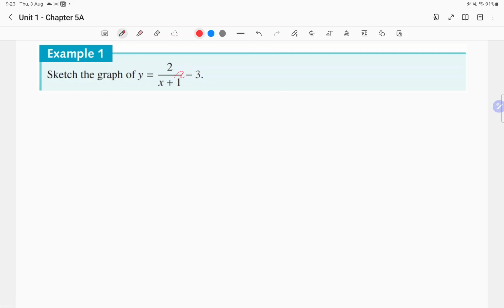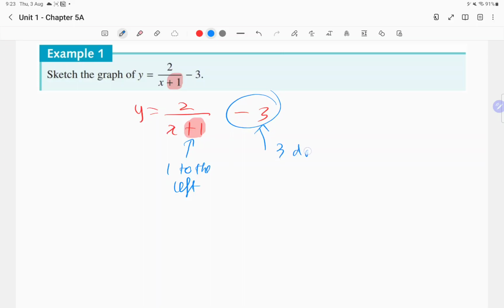Okay, let's have a look at this graph here. So again, we need to write this plus 1 in terms of minus something. So y would be 2 over x minus minus 1, and then minus 3. If we write it this way, then we can easily read that. This is minus 1, translated 1 to the left. Or if you keep it as plus 1, then remember the horizontal translation is a bit opposite. Plus 1 means 1 to the left. So this is 1 to the left, and then the minus 3 is 3 down.